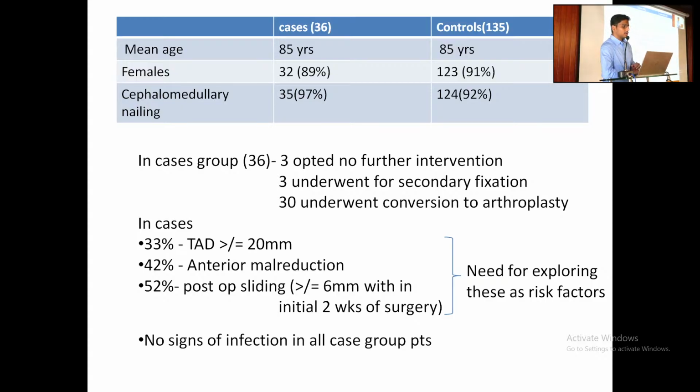That is, mostly females are taken in this study. In cases, out of 36, 35 patients are shown to have cephalomedullary nailing. That is, only one patient with SHS is shown to have screw cutout. This is because usually SHS is done in patients with stable fractures. So that might be the reason why patients with cephalomedullary nailing have a higher ratio of screw cutout possibility.